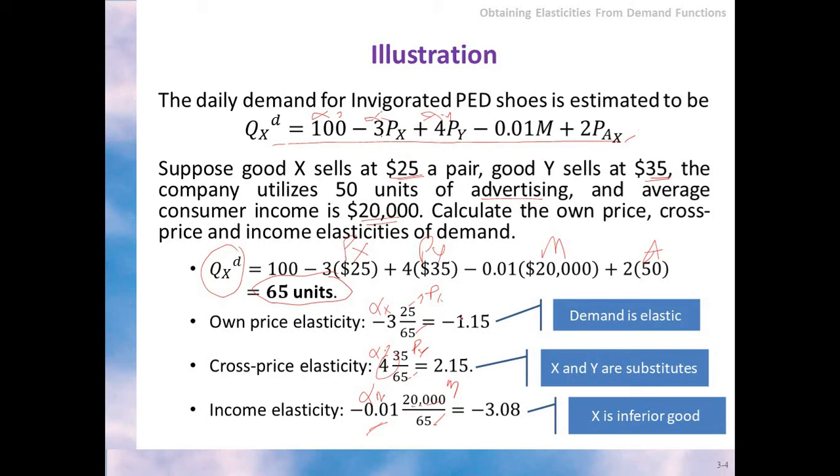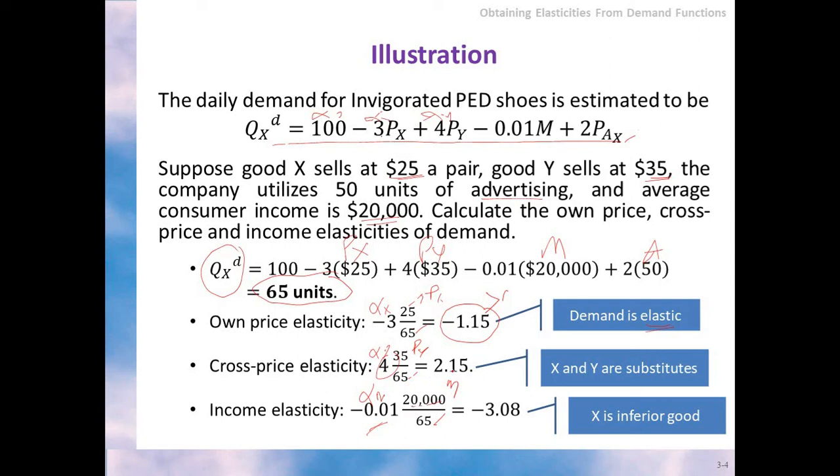So how do we read the numbers here? For own price elasticity, recall back in part 1, we always have a negative value because the alpha is negative, and it is because of the law of demand. So we always have the negative value, and we are only concerned with the absolute value. The absolute value is 1.15, which is larger than 1. This is why we say here the demand is elastic.